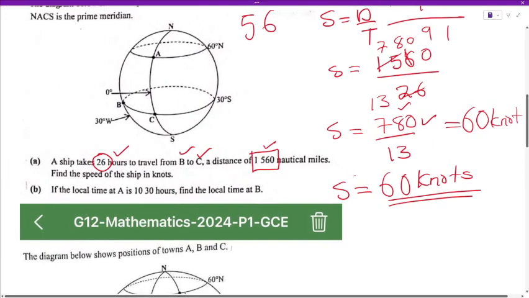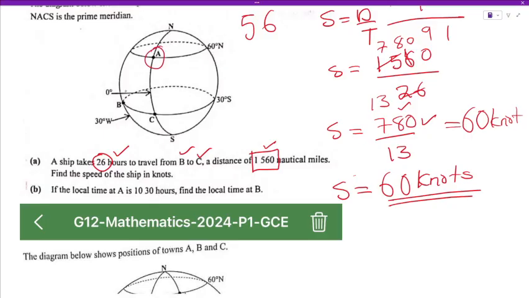All right, we now come to the next one. If the local time at A is 10:30, find the local time at B. Okay, at A, it is 10:30, and remember A is on the prime meridian, which is 0 degrees. What is the local time at B, which is on 30 degrees west.